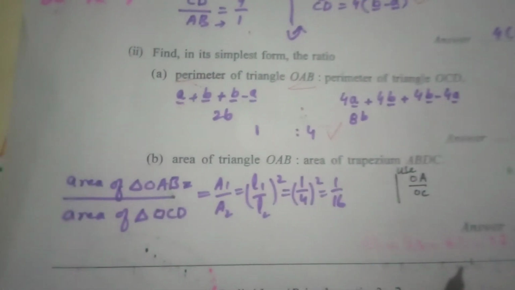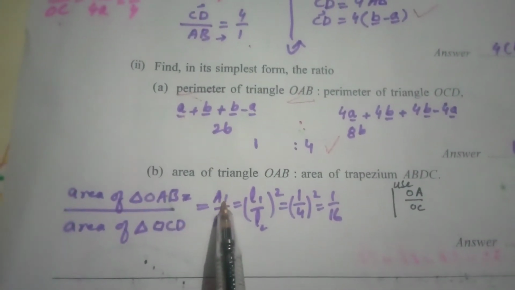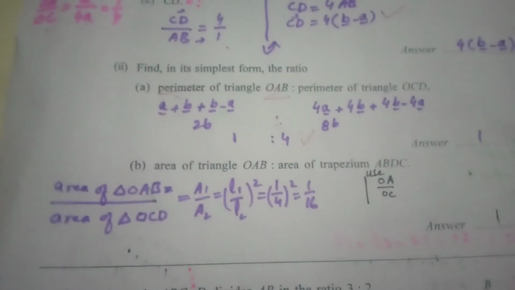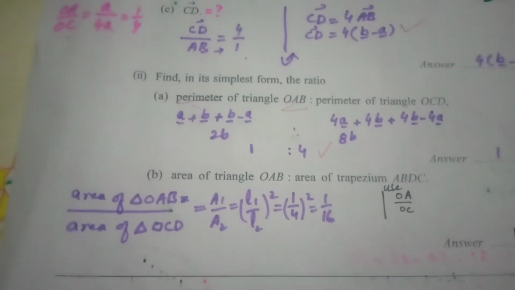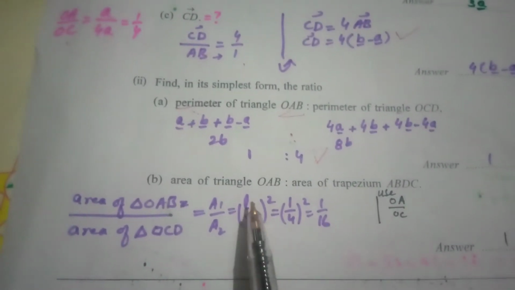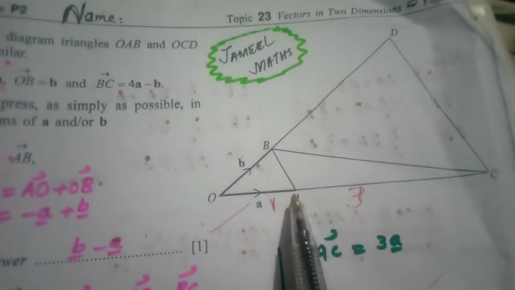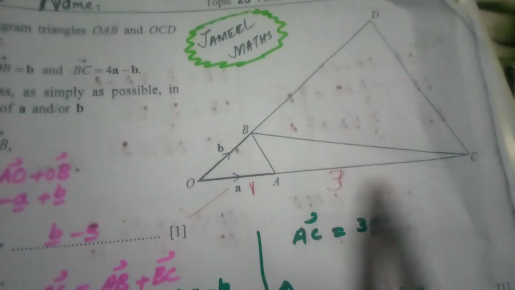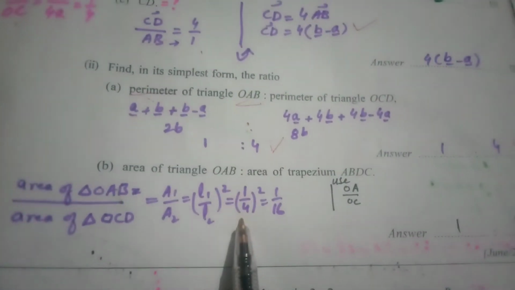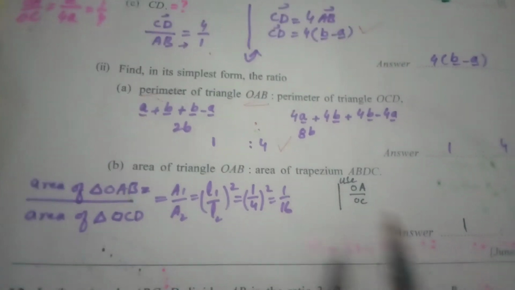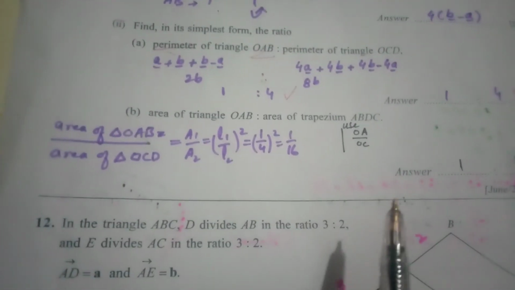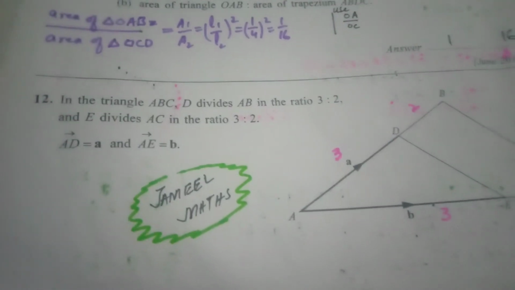The next one, the area of triangle OAB. Here we use the formula that A1 over A2 is equal to L1 over L2 whole squared, the area of similar figures. For the corresponding lengths we used OA and OC. OA is 1 and OC is 4 in the ratio, that is 1 upon 4. The answer will be 1 upon 16. So this will be your answer. Check your answer yourself.